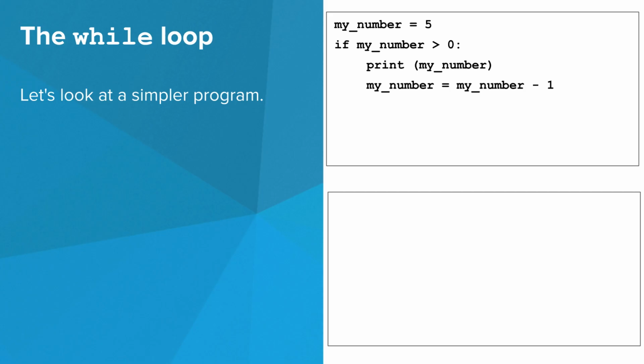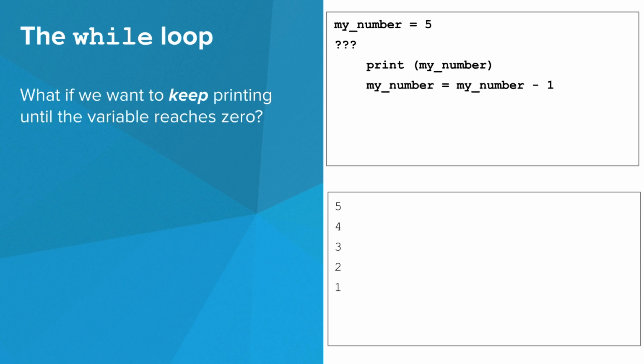Before we fix the guess the number program, let's look at a simpler program. The behavior of this program is fairly straightforward. Set a variable to 5, compare it against 0, and finally print it and decrement it if it was greater than 0. What if we want to keep printing until the variable reaches 0? We do this with a while loop. A while loop acts like a repeated if statement. When the body of a while loop is executed, the Python interpreter jumps back to the condition to check if the body should be executed again.